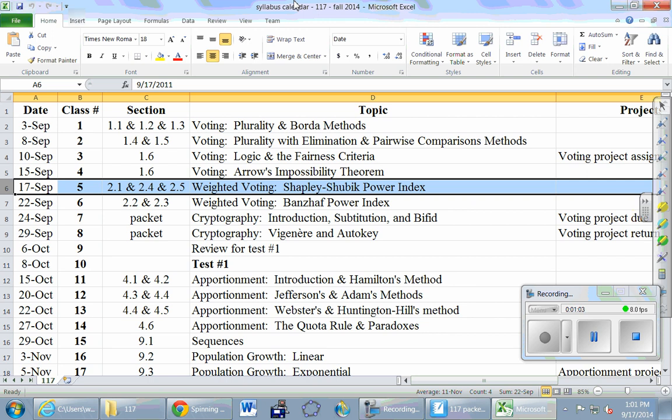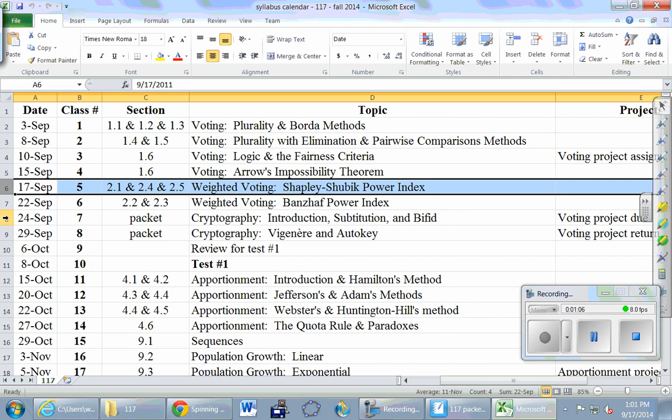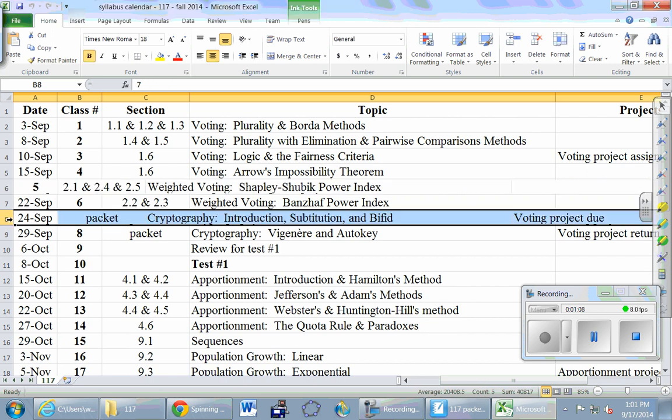In the meantime, the voting project is going to be due on September 24, 1 week from today. Questions on the calendar? All right, and like I said earlier, if you get that project done early, then submit it and I'll get it back to you early.